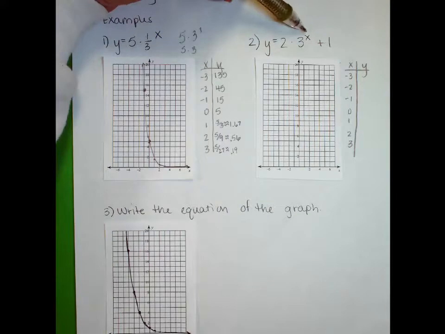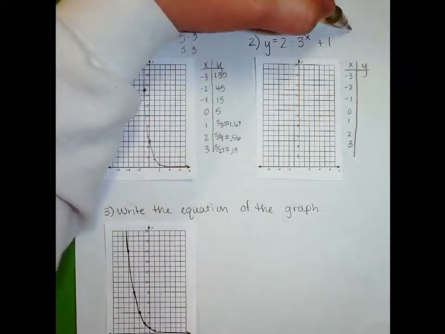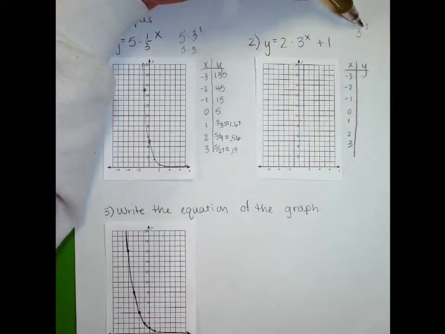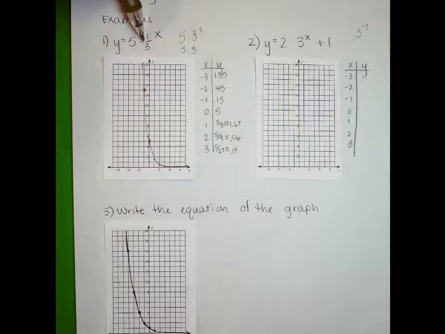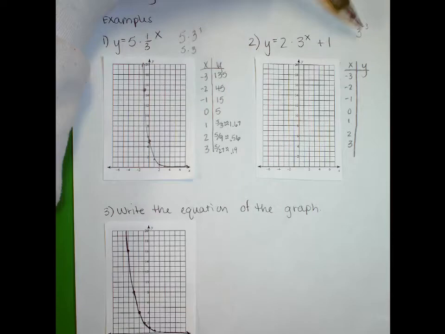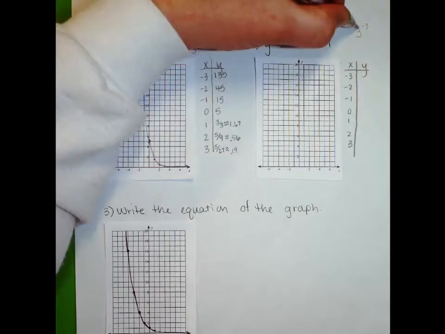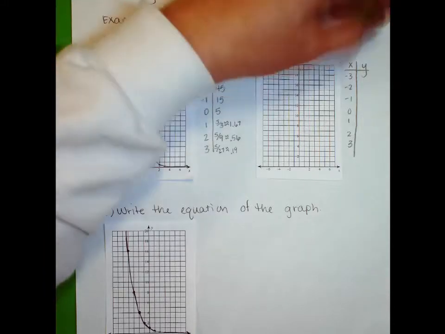When you plug -3 in, so now we have 3 to the -3. The negative means you take the reciprocal. So just like 1/3 we took the reciprocal and we got 3, we're going to be taking the reciprocal of 3. So 3 over 1 would be 1/3 to the 3rd power.